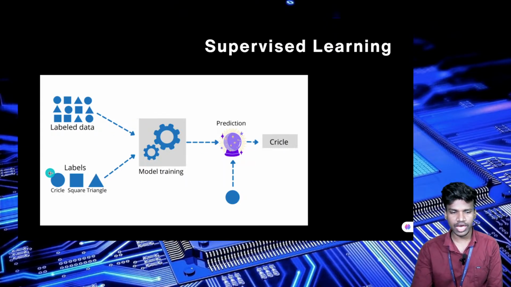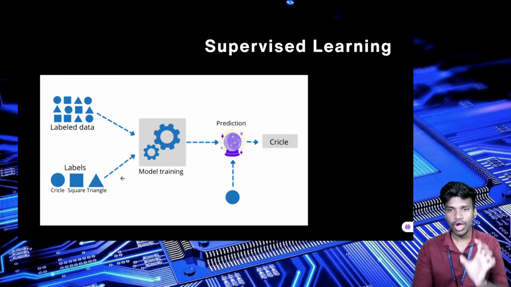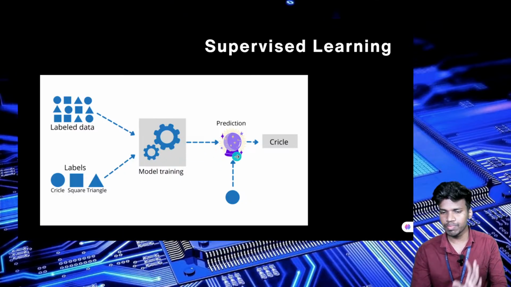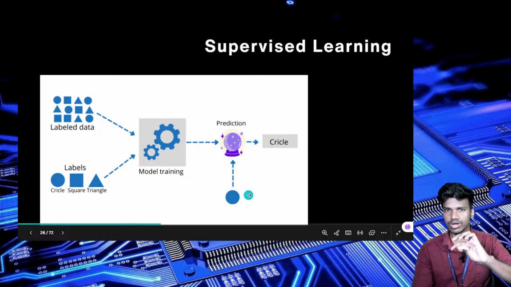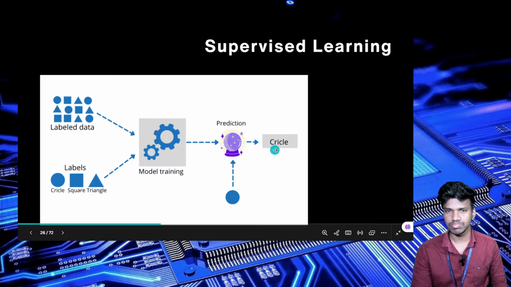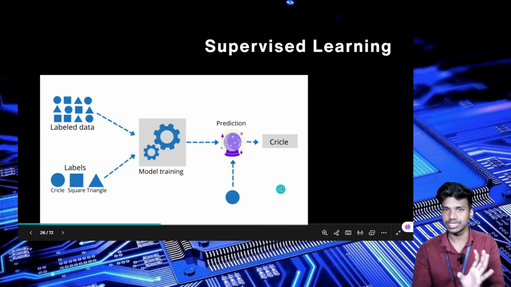Labeled data means each and every data item has one particular name, that is the label. Based on shape, the round one is a circle, the box is a square, and the three-cornered one is a triangle. Each and every data item has one label. I share this labeled data with the model and the model is trained. Once it is trained, I have to ask it to predict. So I share one round shape object, and the model will predict it is a circle, because my training data is labeled circle. Then automatically it predicts the label name is circle.